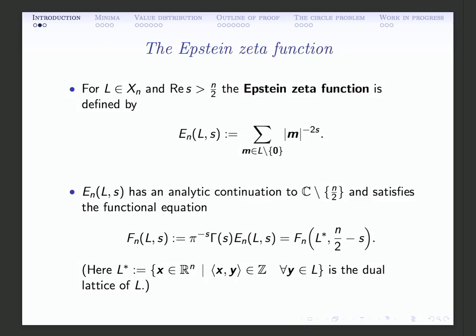As a generalization of the Riemann zeta function, it has many of the properties of the Riemann zeta function. It has an analytic continuation to the complex plane punctured at the point n/2, where there's a simple pole. And it has a functional equation of a form that is sort of similar to what you might be familiar with from other cases. It relates s to n/2 minus s in this normalization, and also the lattice L to its dual that I denote by L star. So there are some clear similarities with standard cases.